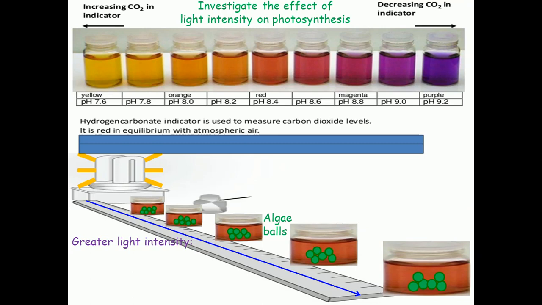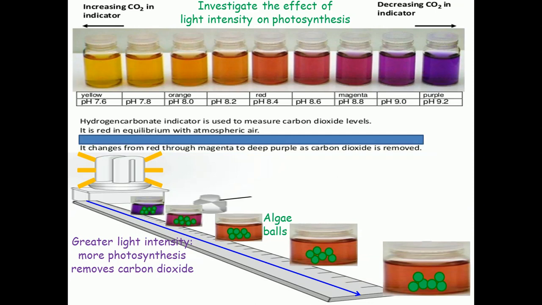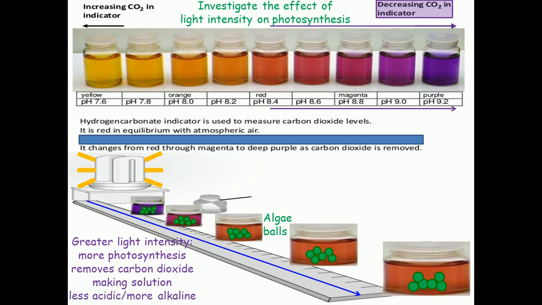The solutions that are closer to the light source have a greater light intensity, and therefore they're doing more photosynthesis. And because they're doing more photosynthesis, they're removing the carbon dioxide from the hydrogen carbonate solution. So that means there's going to be less carbon dioxide. And if you decrease the carbon dioxide, that means that the solution has an increase in pH, which means that the solution becomes less acidic or more alkaline, which you can see from the change in color of the hydrogen carbonate indicator.